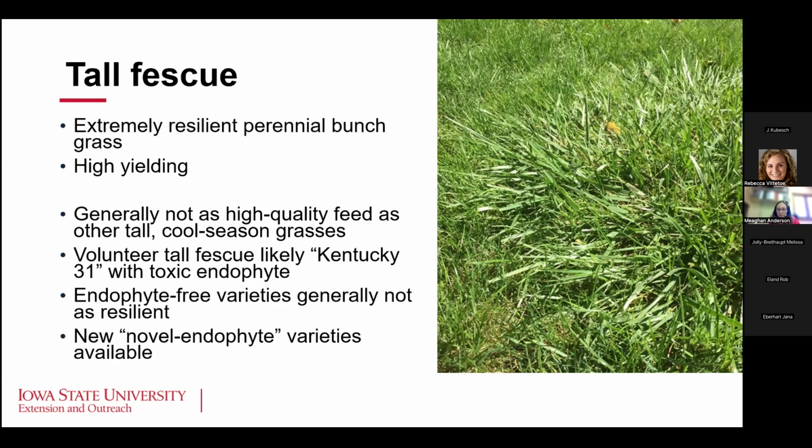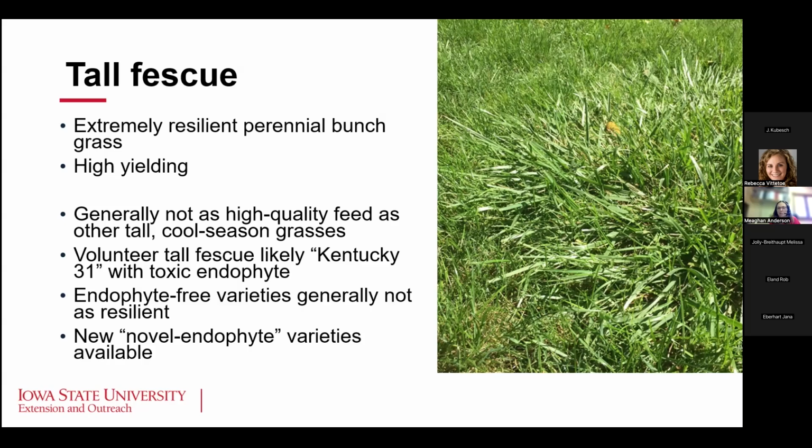One of the biggest issues with tall fescue is that if you didn't intentionally go out and seed, and know that you seeded a variety that either was endophyte free or had a novel endophyte tall fescue, you probably have the good old Kentucky 31 tall fescue, which does have a toxic endophyte that can be quite hazardous to livestock.